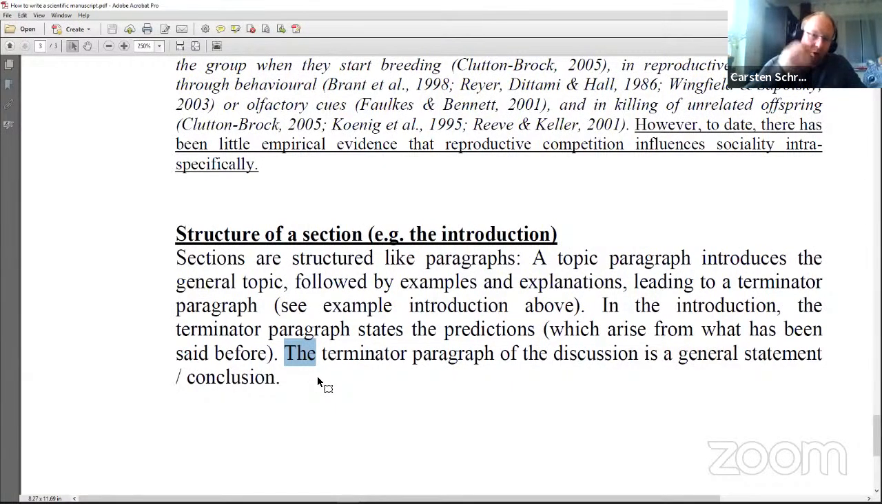And because we want to talk about this aspect, we also have to insert a specific paragraph about these different pathways, how social units can come into existence.